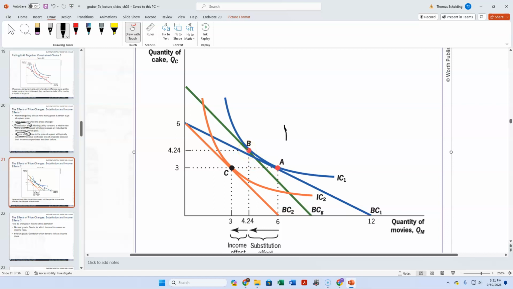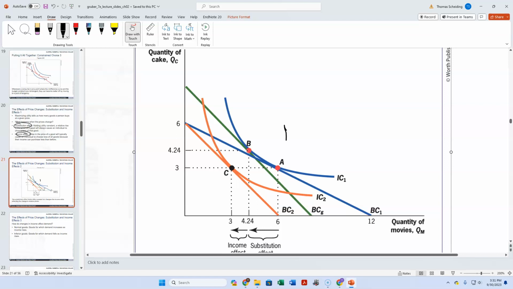Now, the substitution effect always, always, always works in that direction. The good that is becoming cheaper, the substitution effect causes a person to buy more of that good. The income effect for a normal good reinforces the substitution effect. But what we know is that for an inferior good, the income effect works in the opposite direction. So it'll slightly counteract the substitution effect, but not overwhelm it. That's why, even for an inferior good, the demand curve is still downward sloping.